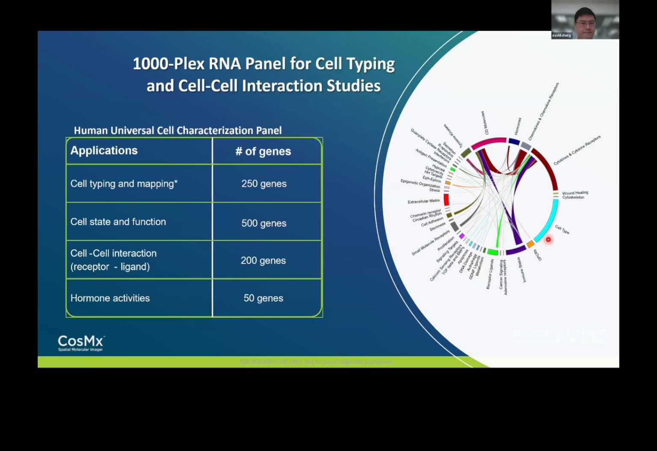So here we're just looking at the 1000-plex panel. Although they have now even come out with a larger panel at 6000-plex, their 1000-plex panel not only includes the markers for cell typing, but also markers to tell the cell state and function. So what is the state of the cells when the tissue has been collected from the patient, and what are the functions the cell was carrying out during the collection of the tissue, and also markers for cell-to-cell interaction or hormone activities.